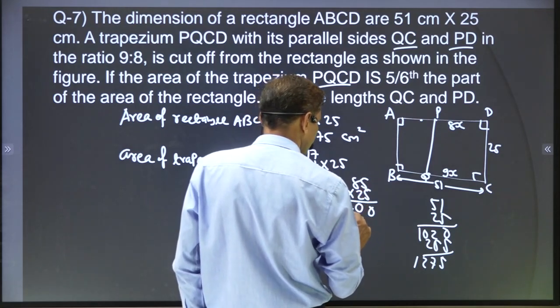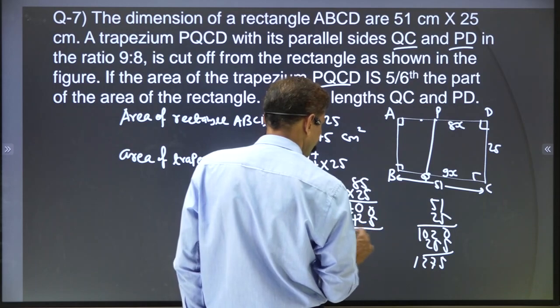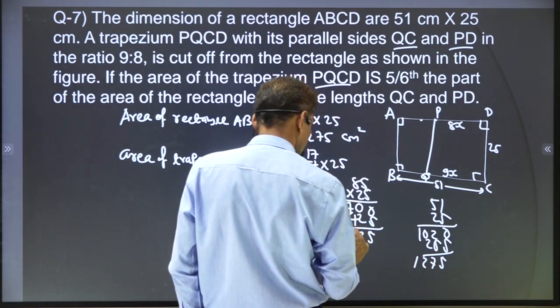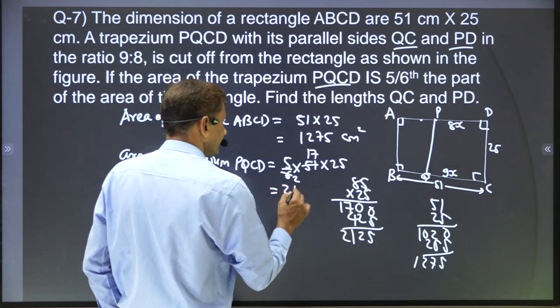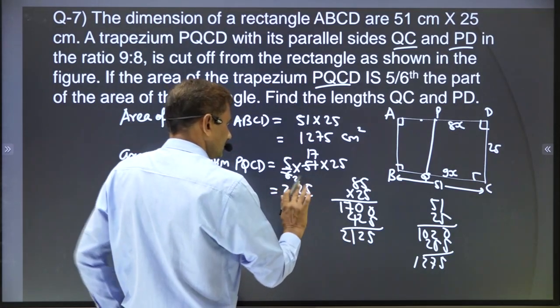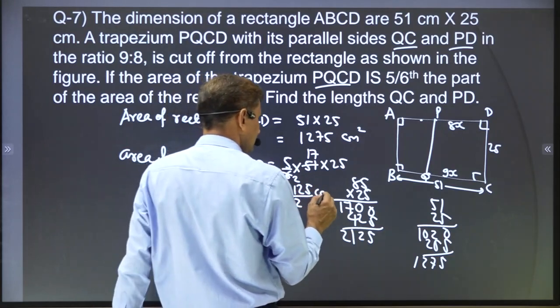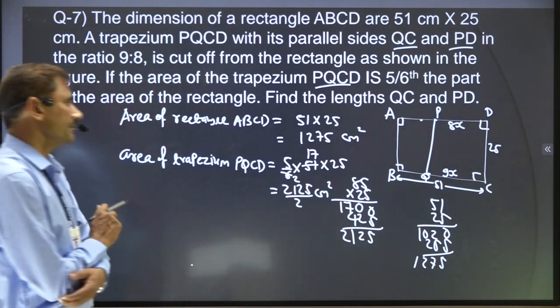Okay, now 850, so 425. So 5 2 1 2 2125 upon 2. Just keep it in fraction form. So this is the area of trapezium.